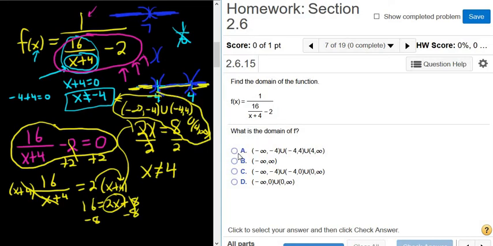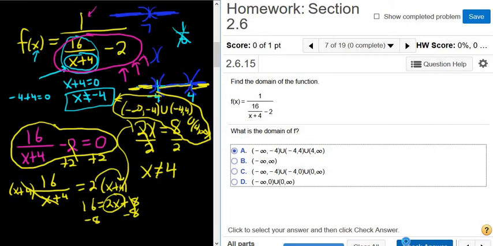And that is the first choice. So A, let's try it. So A, and that's it.